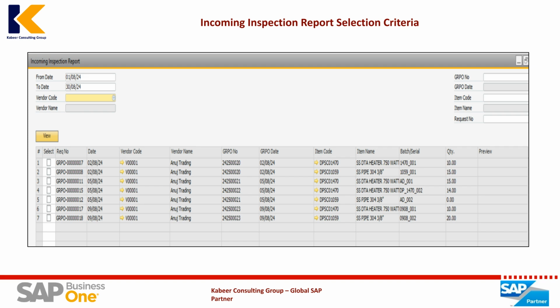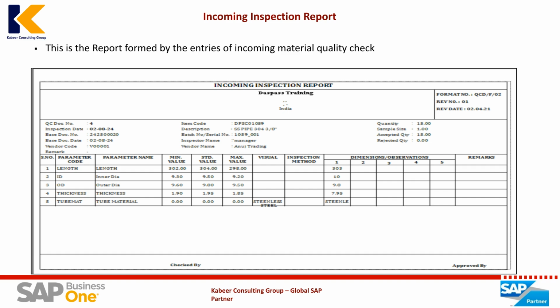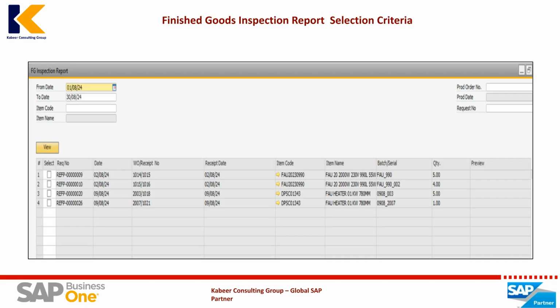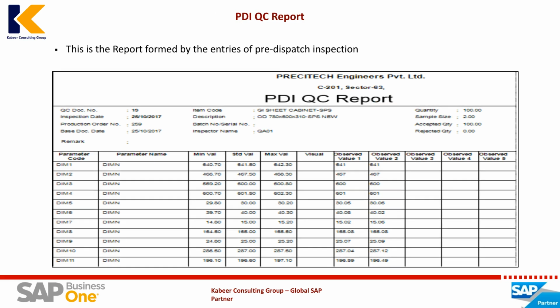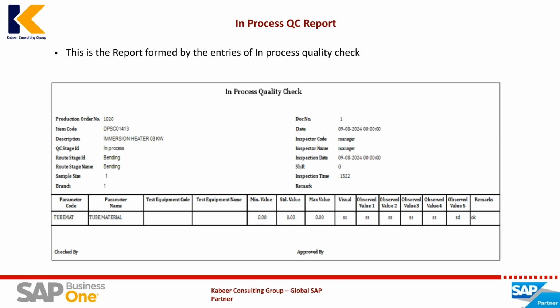This screen shows the selection criteria available for generating the incoming inspection report. The incoming inspection report is generated using the data recorded during the quality check of incoming material. Here are the selection criteria used to generate the finished goods inspection report. The finished goods QC report is created based on the quality check entries for finished goods. The PDI QC report presents data from the pre-dispatch inspection entries. This is the in-process QC report, compiled from the in-process quality check entries.